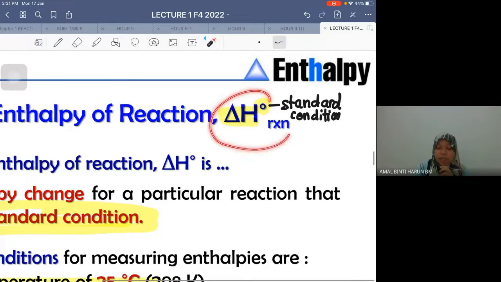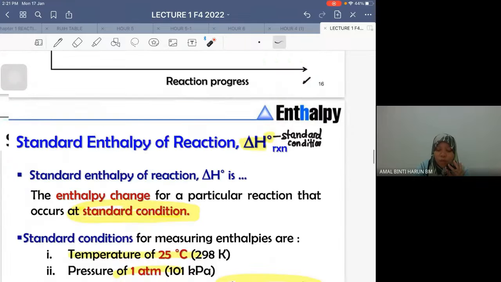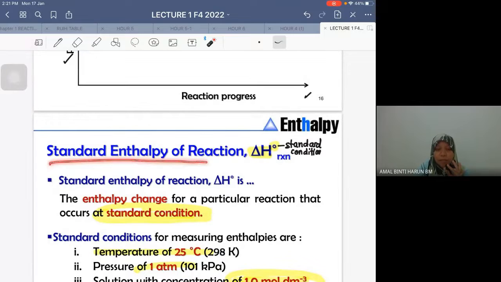Okay. So, conclusion dia, kalau kita nampak delta H ni is the enthalpy change. Nampak ni enthalpy change pada standard condition. Therefore, we call it as standard enthalpy change. Okay, reaction ni dia umum. Maksudnya nanti you akan jumpa combustion. Standard enthalpy of combustion. Standard enthalpy of neutralization. Sebab reaction dia neutralization. Kalau reaction dia combustion, standard enthalpy of combustion. Kalau reaction dia atomization, standard enthalpy of atomization.